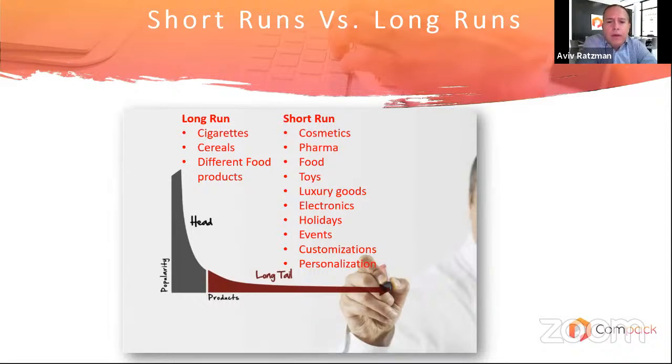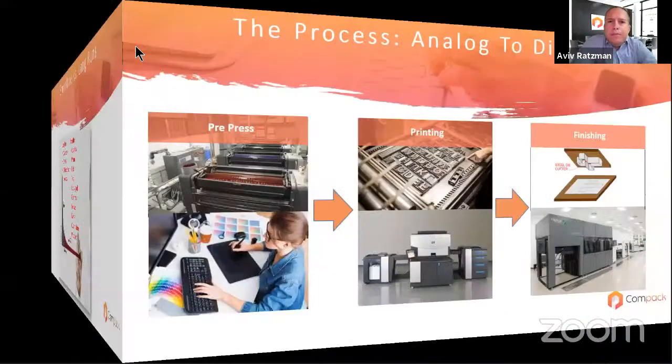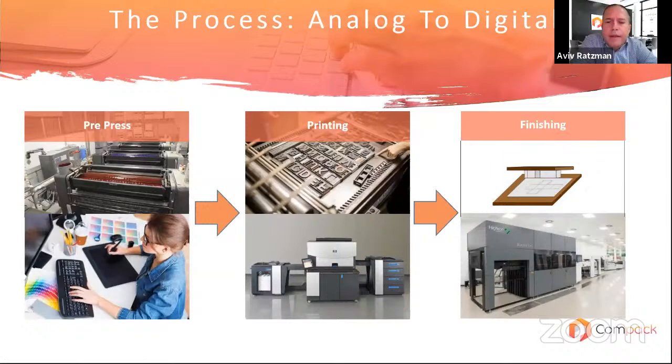Of course, when we're talking about customization and personalization. So the process from analog to digital, we see in the last 20 years a big change from analog to digital in the machinery. If we take packaging and divide it into 3 sectors, pre-press, printing, and finishing: pre-press today is 100% digital. Printing is moving into digital very fast, and the growth rate is 20% year over year. And finishing is moving into digital.